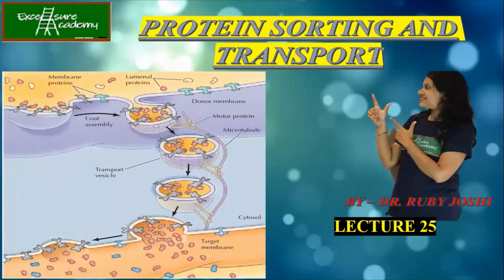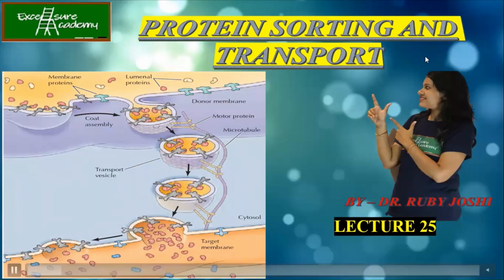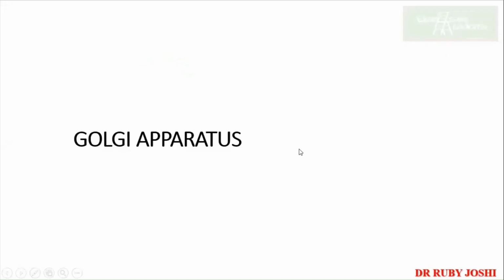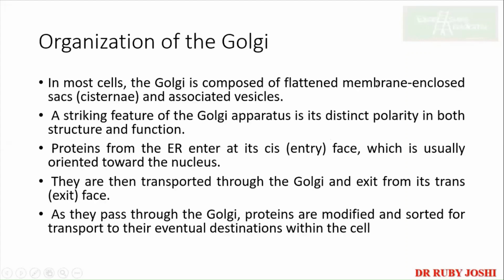So as part of protein sorting and transport, we were discussing how proteins are transported from the ER once they get incorporated into it, right? Now, in today's topic, we'll be discussing the Golgi apparatus. We know that from the ER, the proteins are then sent to the Golgi apparatus for further modification.